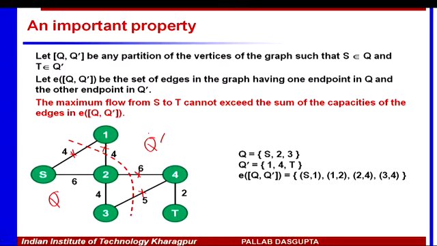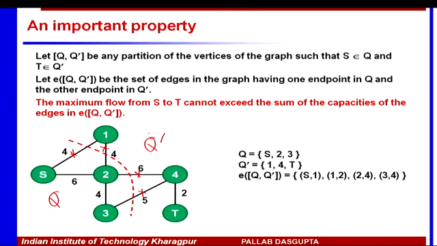Let me first say what is a flow. You think of this network as a network of pipes, like pipelines, maybe pipelines for transporting oil. S is a vertex and T is a vertex.